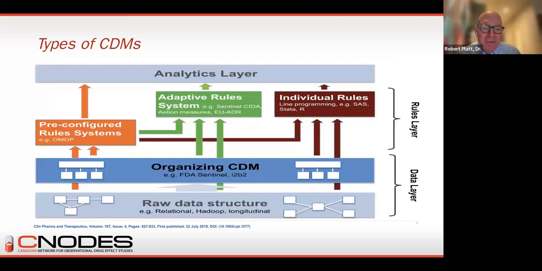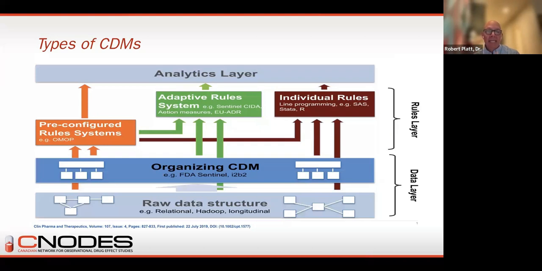This is just a schematic of the kinds of CDMs that we can work with. So we have raw data along the bottom, and you may be in a relational database of some kind. It'll be some kind of large database structure. And then the next layer up is an organizing common data model, which just reorganizes the structure into a common format. And then there's a lot on this page that I'm not going to talk about, but then you can analyze these organized data in several different ways.